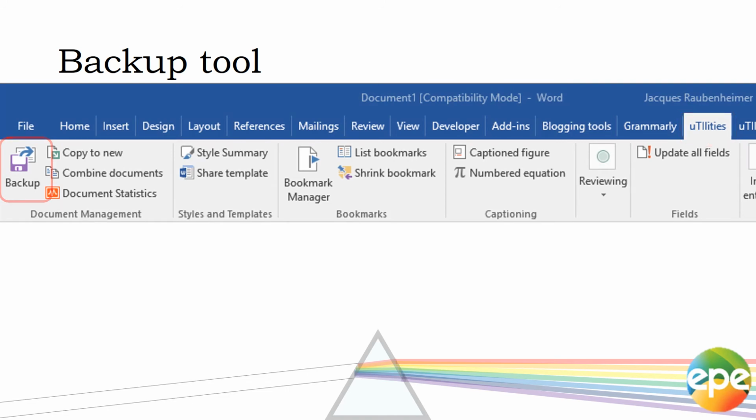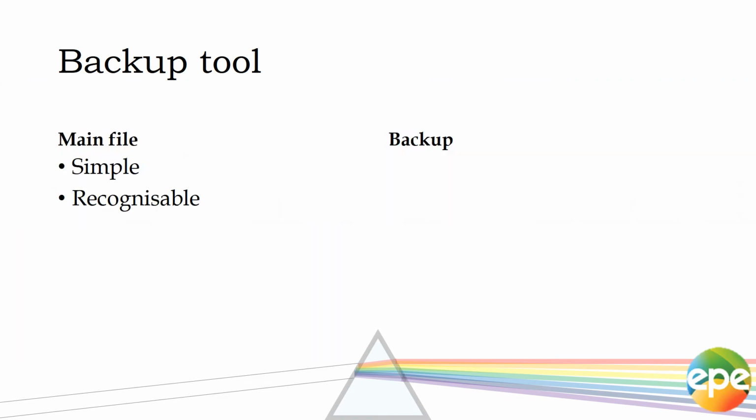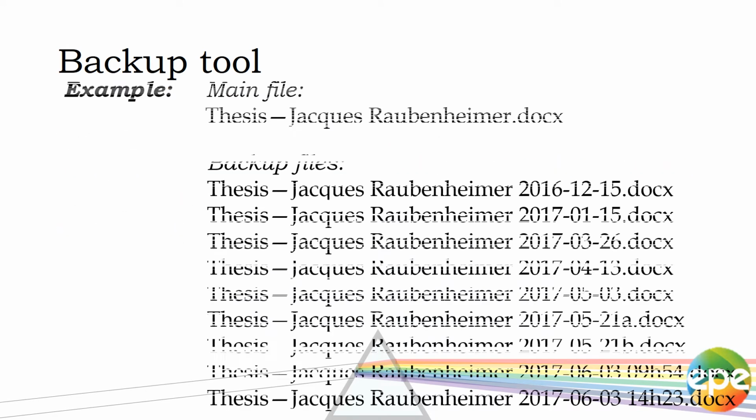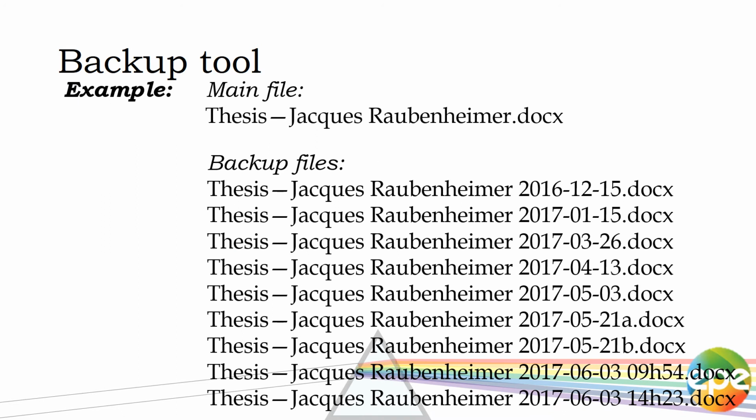Generally, I recommend saving your thesis using a simply recognizable name like thesis or thesis Jacques Robenheimer. When you make backups, change their names. Don't change the name of your working file. That way, you will always be able to recognize which is your working file.